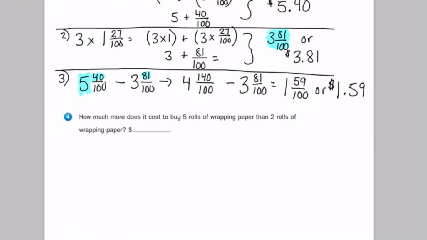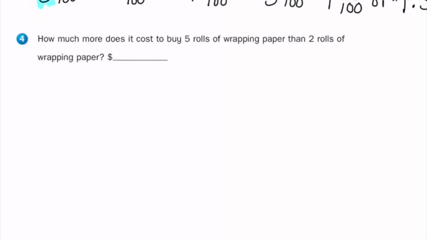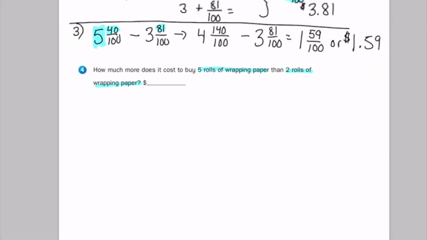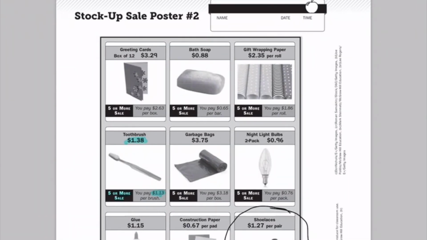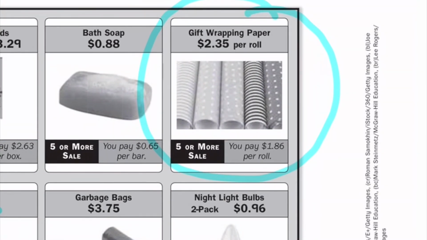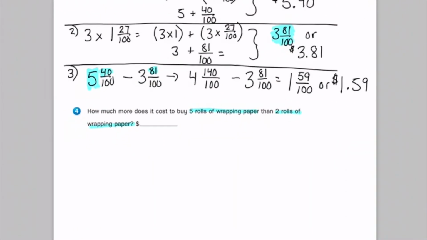Okay, last one, number 4. How much does it cost to buy 5 rolls of wrapping paper than 2 rolls of wrapping paper? So let's look at how much wrapping paper costs. So here's wrapping paper, and if he only buys less than 5 rolls, it's $2.35. But if he buys 5 or more, he only pays $1.86. So now we're going to go back and do our math.